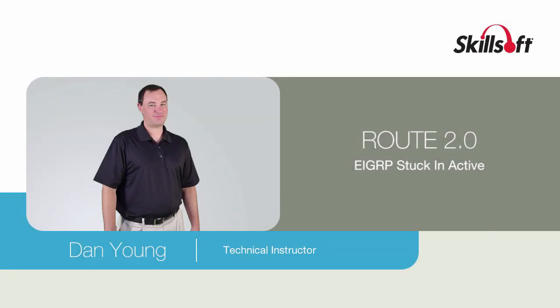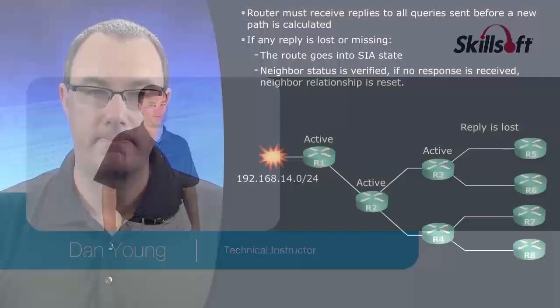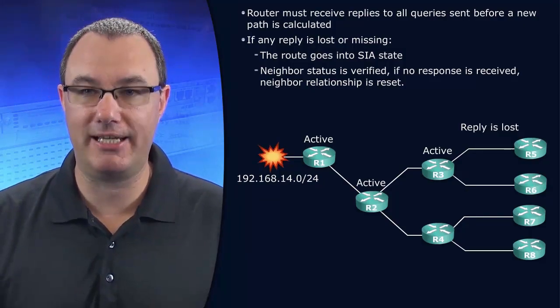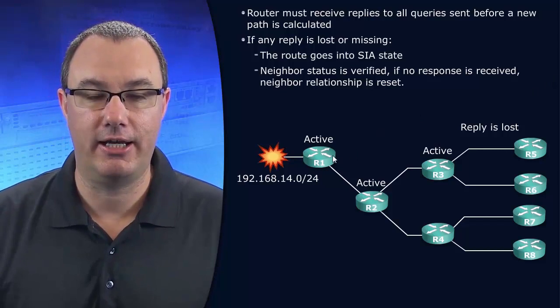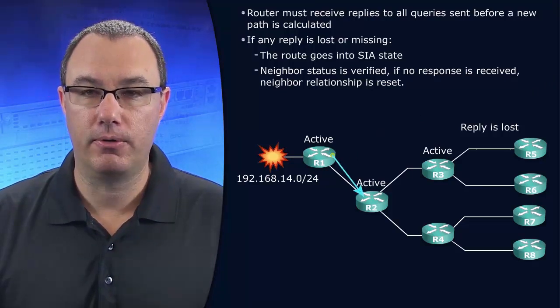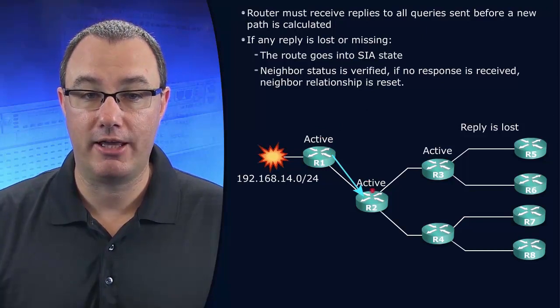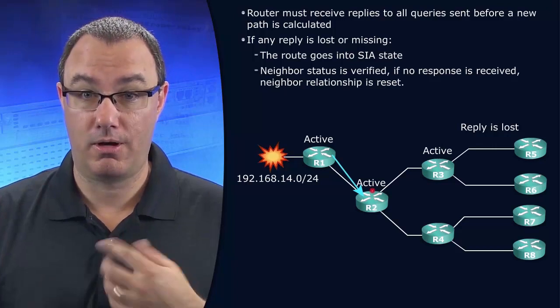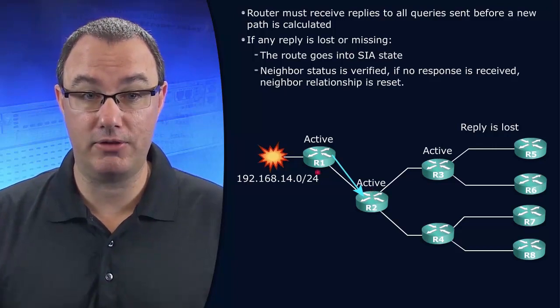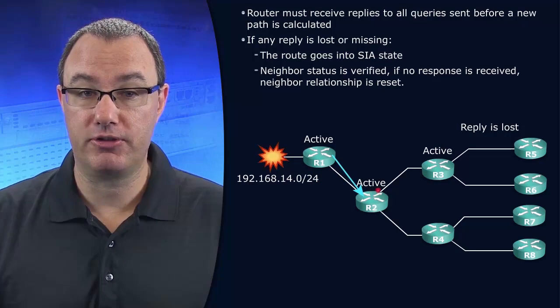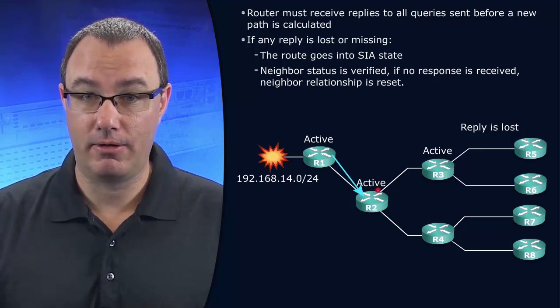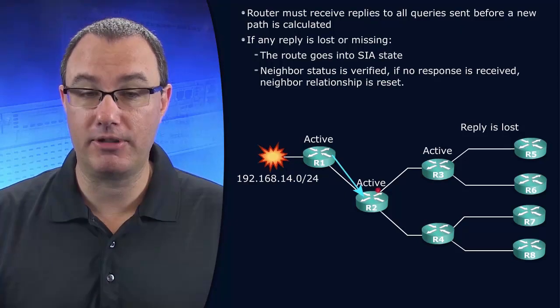When an EIGRP router loses a successor, it checks for a feasible successor. If we don't have one, then we begin the query process. We mark our own way of getting there as active. We query our neighbor. When we query our neighbor, they freak out. They say, whoa. And in this case, R2 was probably using R1 to get there. So it says, the router that I use to get there is querying me. How bad is that? I'm going to mark that as active.